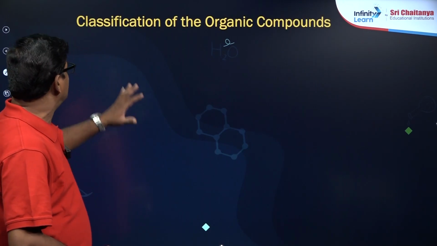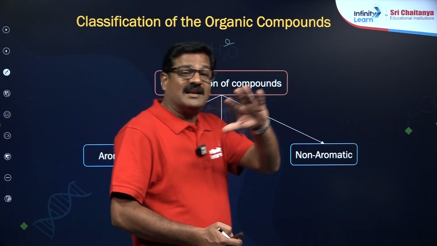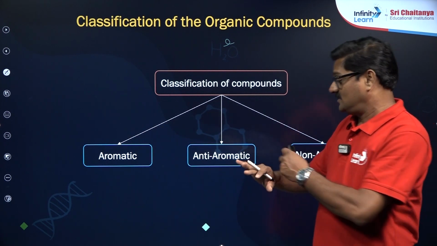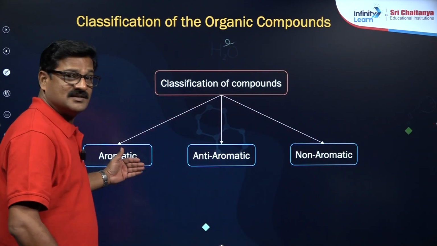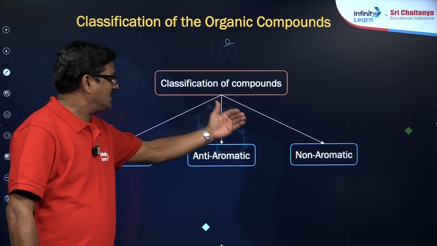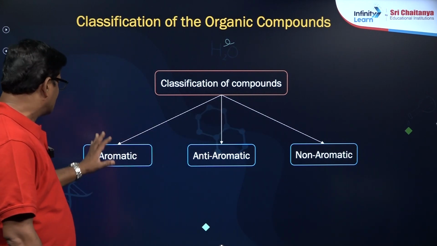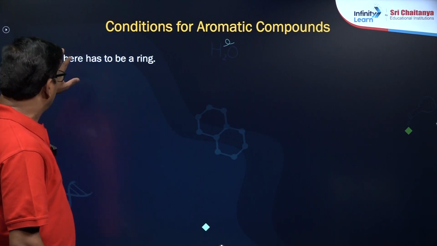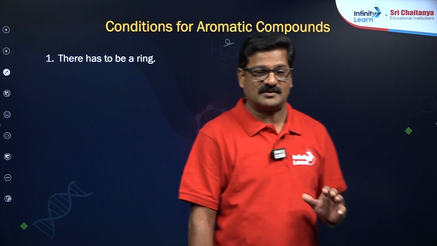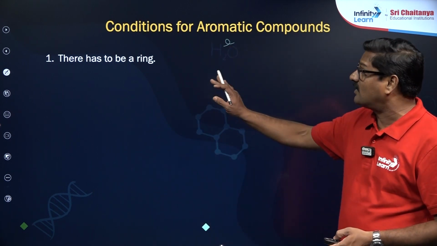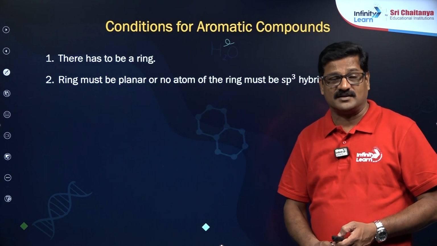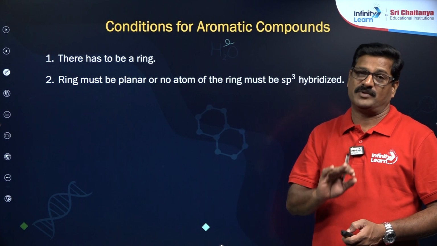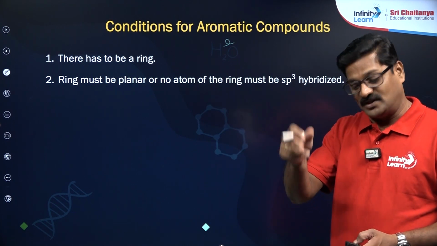Now let us see the details about the classification of cyclic organic compounds. The cyclic organic compounds are basically divided into aromatic, anti-aromatic and non-aromatic. Let us see the details about the aromatic and the conditions for aromaticity. There has to be a ring structure, and it should be a planar ring structure. How do you decide the planar ring structure? Every atom in the ring should be sp2 hybridized. It shouldn't be sp3 hybridized.